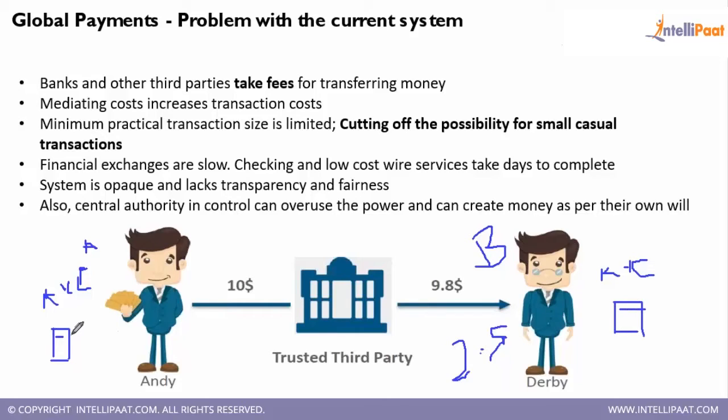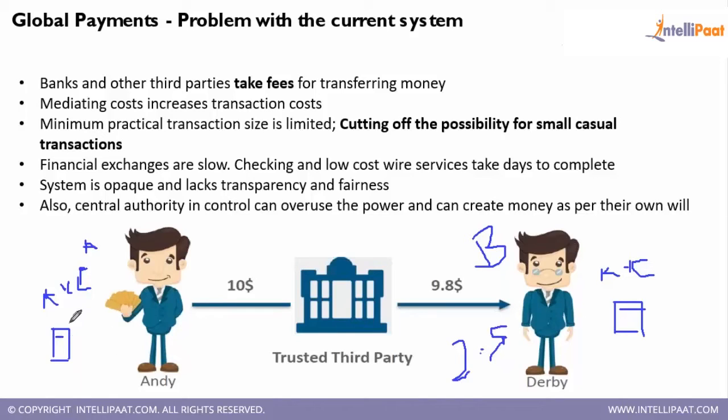I mean, it's not one view of the transaction which is happening, which means he'll have a view that $10 has been debited, and a view that $9.8 has been credited. Okay, but he'll never come to know whether the $9.8 reaches party B. He'll never have that view.